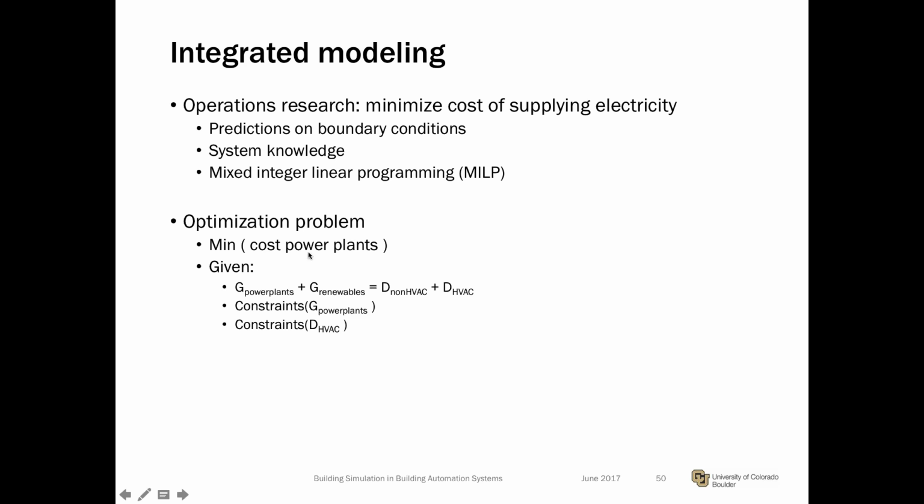The optimization is to minimize the cost of running the power plants, and the constraint that we have is an equality constraint where the generation from power plants and the generation from renewables must equal the demand for non-HVAC and HVAC loads. The power plants are subject to cycling constraints, to ramping constraints, and what's new is that the HVAC system is in this problem. So what we actually have is a classical security constrained unit commitment and economic dispatch problem, and we expand it by adding these HVAC constraints.